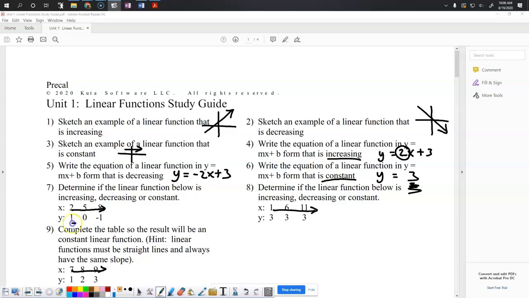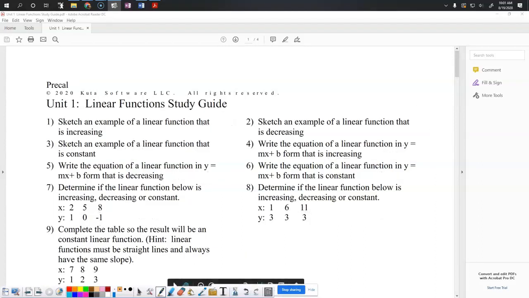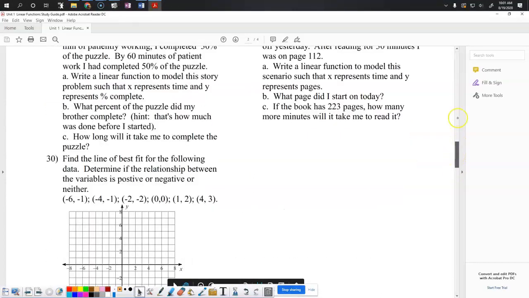So 1, 0, negative 1. So that's a decreasing function because the y values are getting smaller as we move from left to right. Here, the y values aren't changing, so that would be constant. On this one, 1, 2, 3, the y values are increasing, so that would be an increasing function. Okay, so you should know whether a function is increasing, decreasing, or constant, whether you're looking at a graph, an equation, or a table. So that's some questions that you might want to be aware of. Let's go ahead and move on to the next ones.